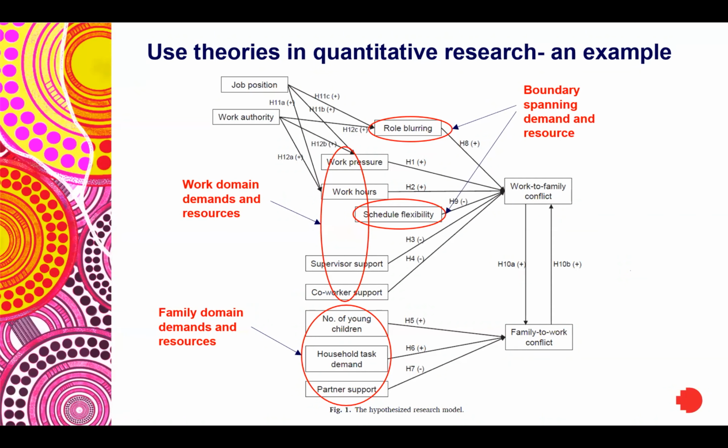So this example shows that sometimes we can draw on different theories to propose an integrative research model. But importantly, the assumptions underlying the theories should be consistent, and shouldn't be conflicting with each other.